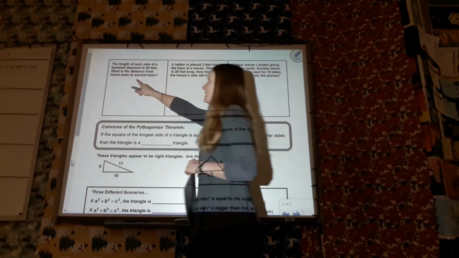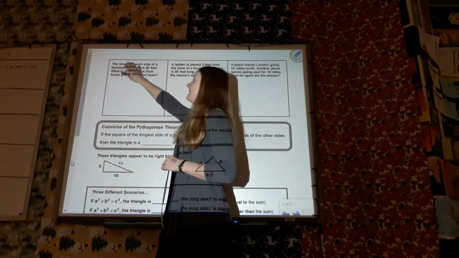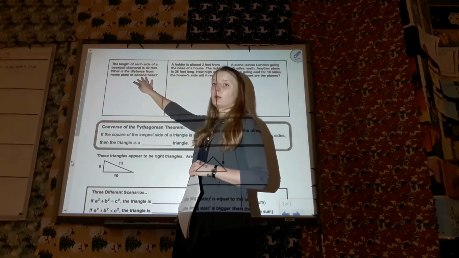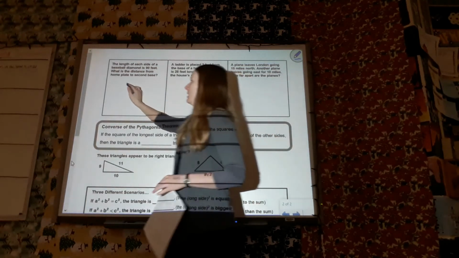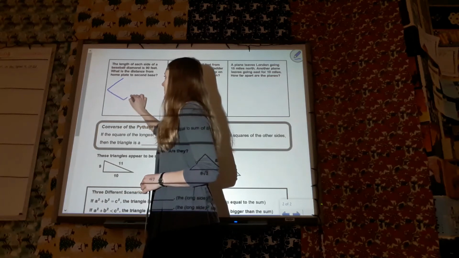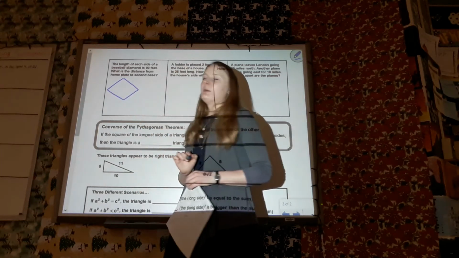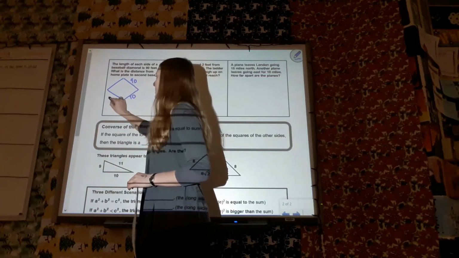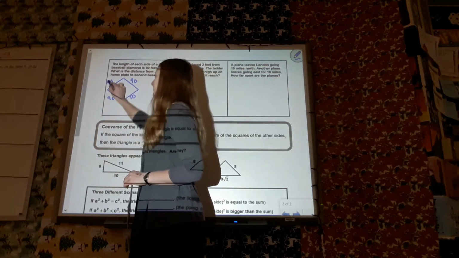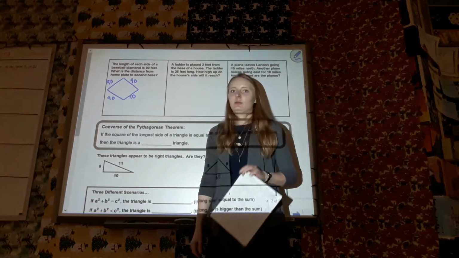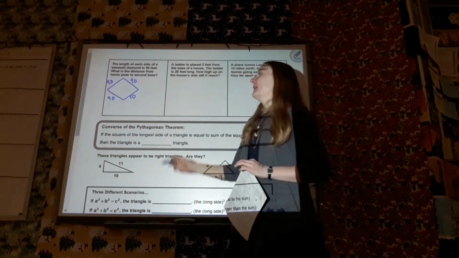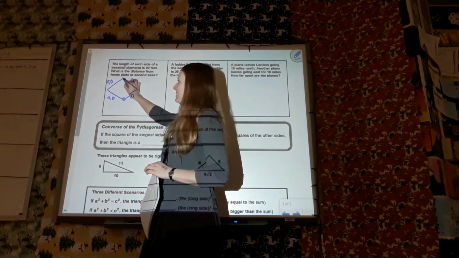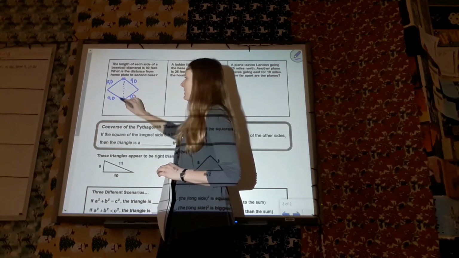So in this scenario, it says the length of each side of a baseball diamond is 90 feet. What is the distance from the home plate to the second plate? So we're going to be drawing a diamond. For a diamond, all the sides are the same. So I have 90, 90, 90, 90. Now you do have to have a little bit of an understanding of a baseball field. This is home plate right here, and second plate is right here. So we're trying to find this distance.